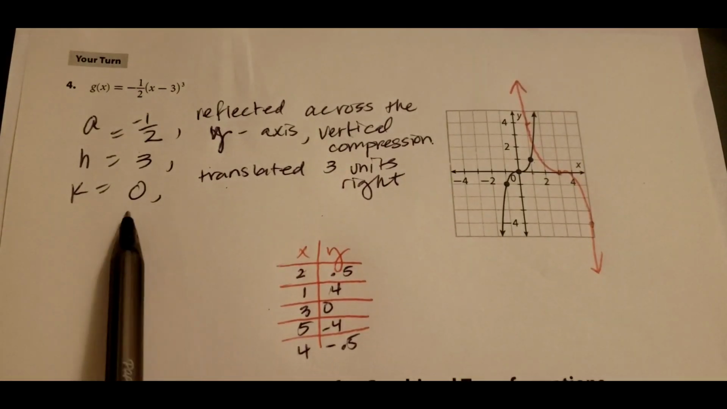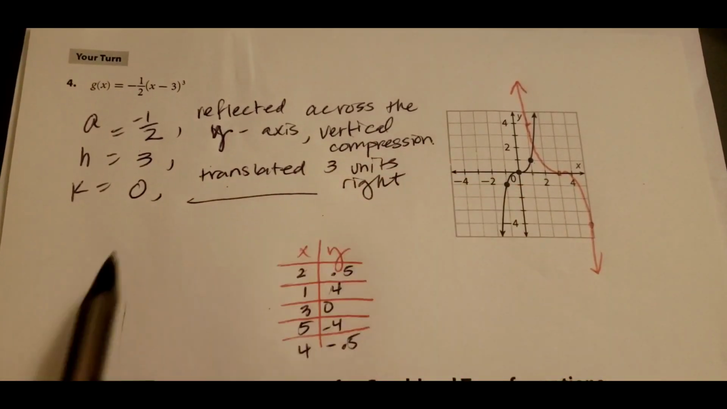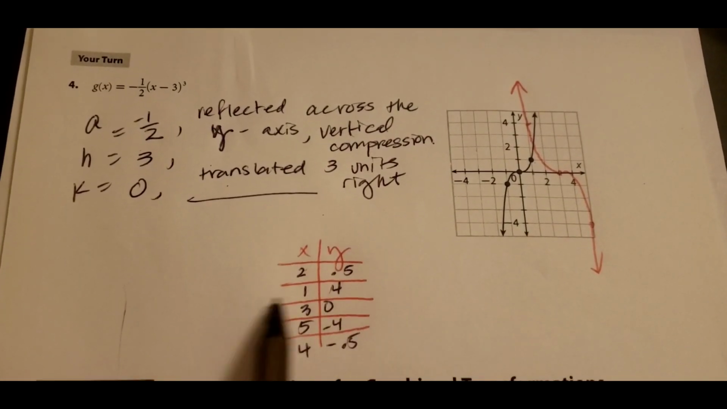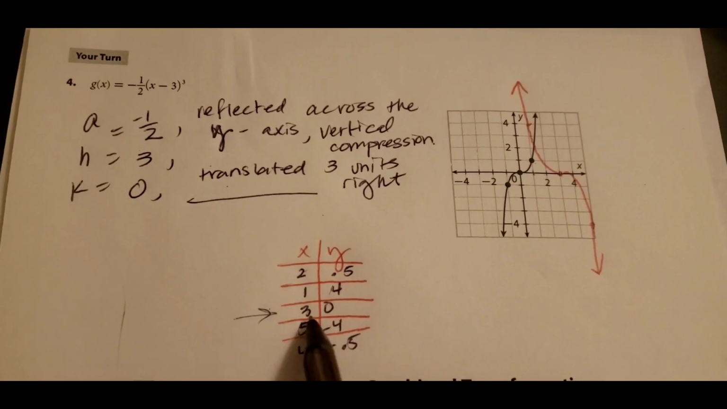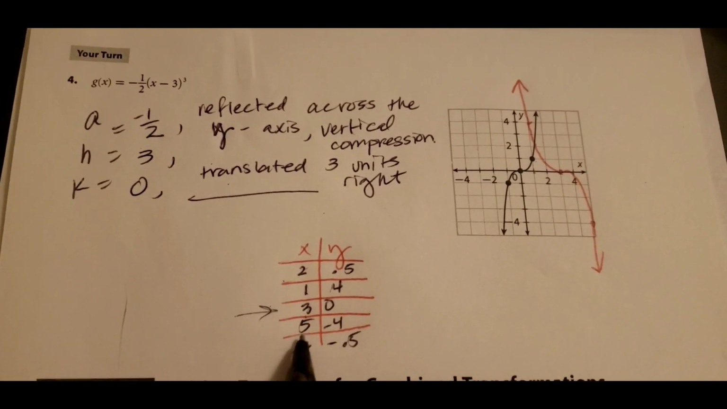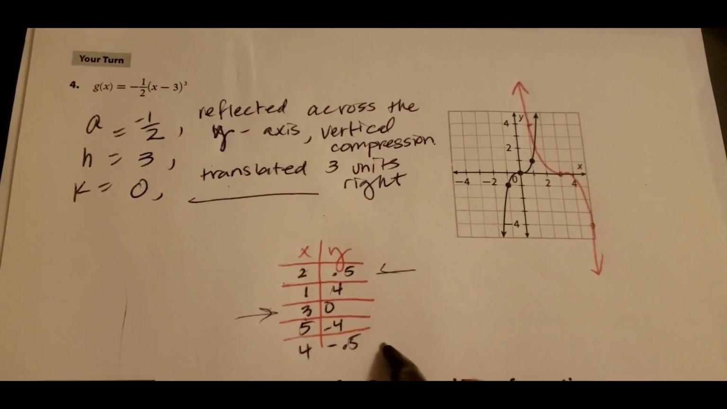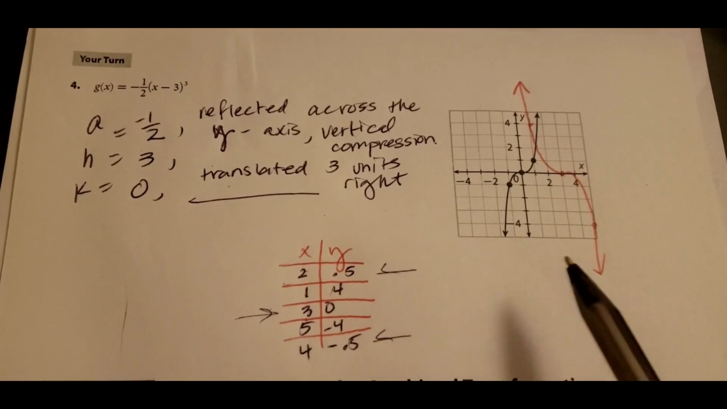All right, and by the way, since K is 0, nothing happened, you don't have to write anything. You could just leave it blank. I just wanted to write that down. This is the only change that occurred. And then here's your table. Notice this is your vertex. I went from 3 to 1 and I skipped 2. And I went from 3 to 5 and I skipped 4. That's because when I checked my answers, I got decimals and I didn't want to graph decimals. Now you could if you want, but I didn't.